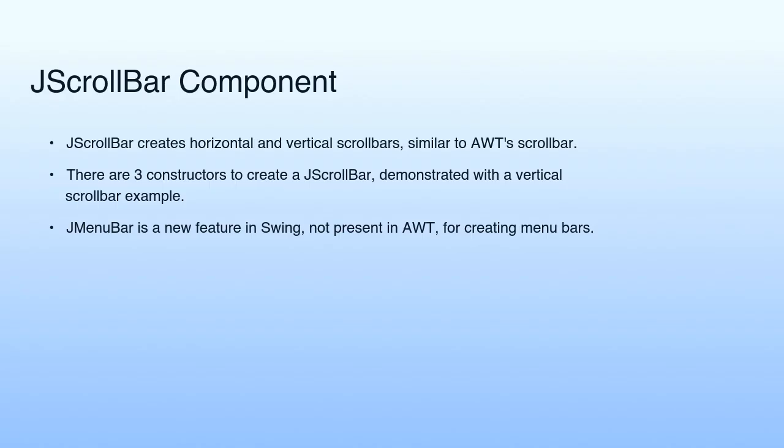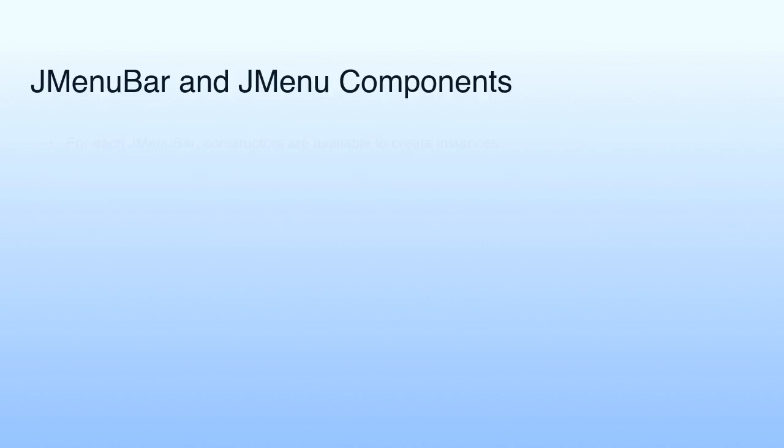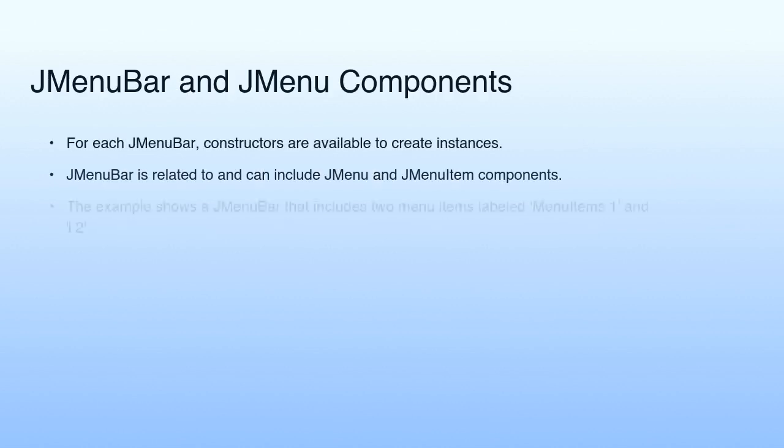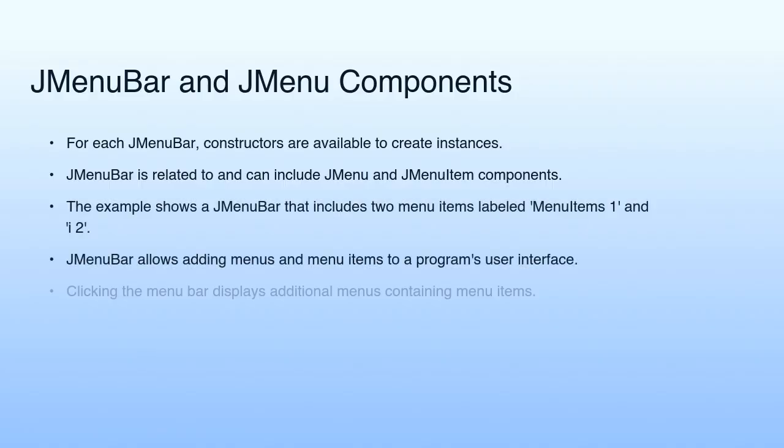JMenuBar is a new feature in Swing, not present in AWT, for creating menu bars. For JMenuBar, constructors are available to create instances. JMenuBar is related to and can include JMenu and JMenuItem components. The example shows a JMenuBar that includes 2 menu items labeled menuitem 1 and 2. JMenuBar allows adding menus and menu items to a program's user interface. Clicking the menu bar displays additional menus containing menu items.